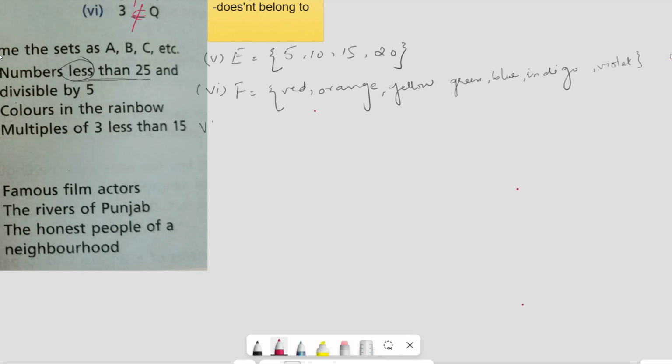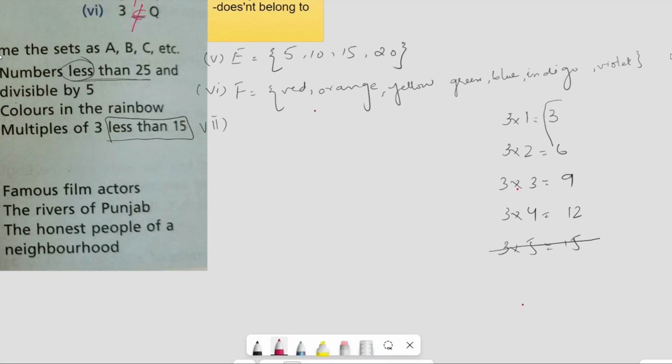Okay, now the seventh one is we have to list down all multiples of 3 but it should be less than 15. So we have to write down the 3 times table. 3 ones are 3, 3 twos are 6, 3 threes are 9, 3 fours are 12 and 3 fives are 15. But we have to write down less than 15. So we will not write down this 15.